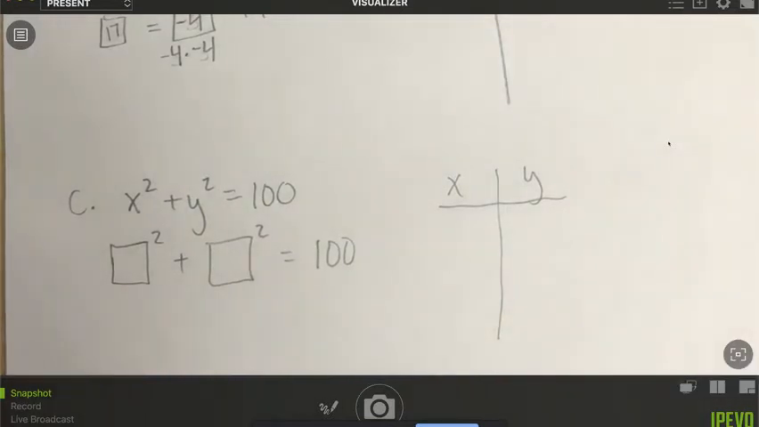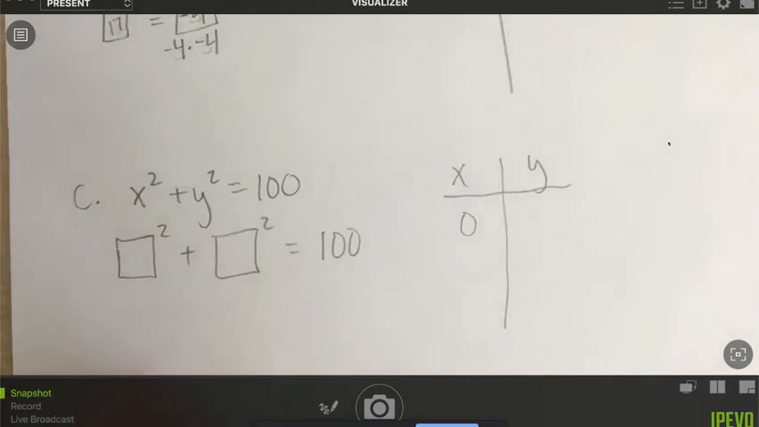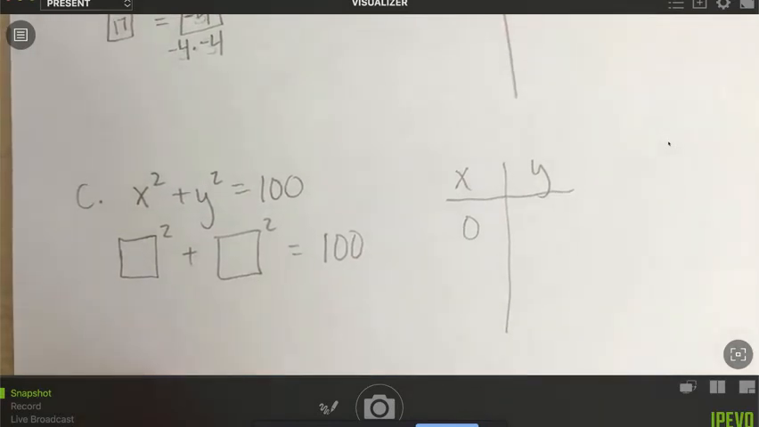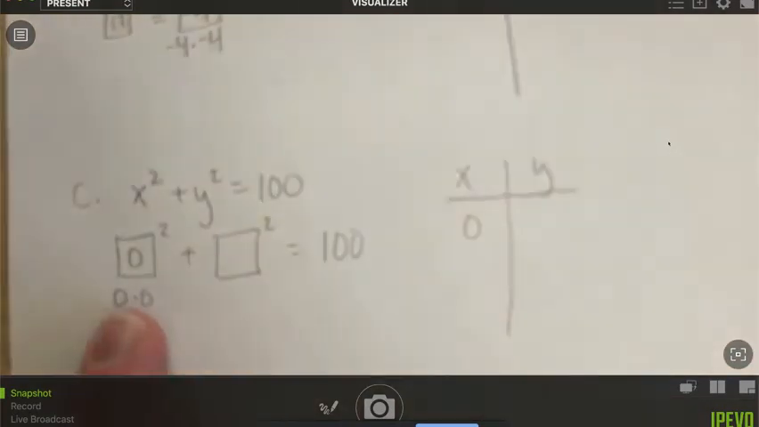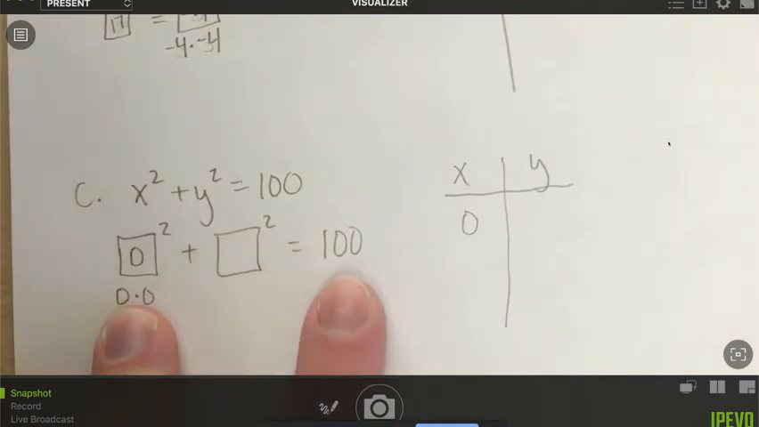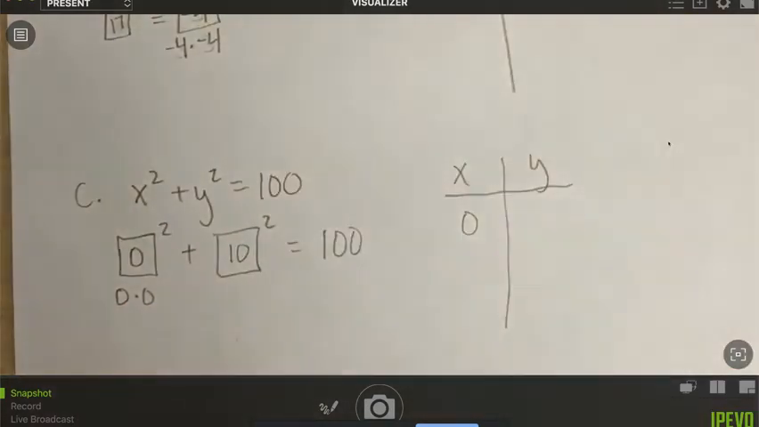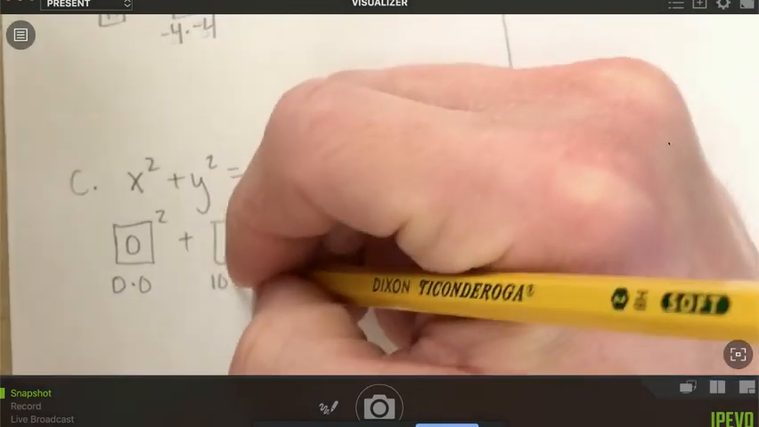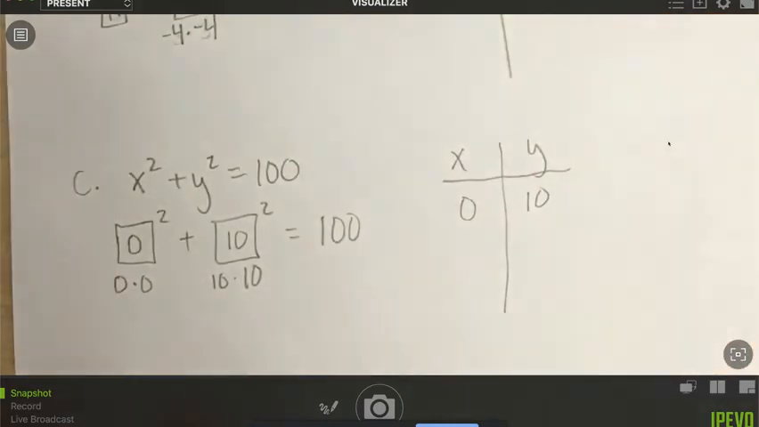So once again, I'm going to start with 0 because I know it often helps me find the simplest case. So if x is 0, that means 0 times 0, which is 0, plus some number times itself equals 100. Well, it turns out in this case, if I do a 10, 10 times 10 is 100, and so this is actually going to work out.